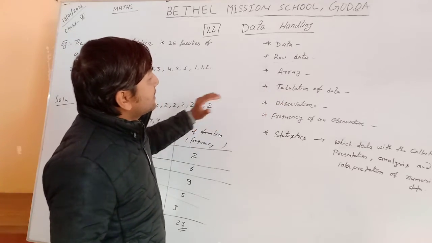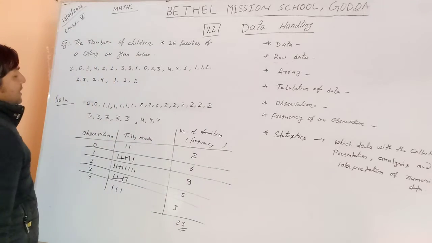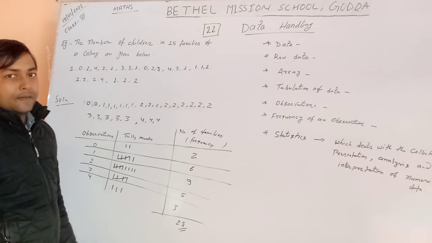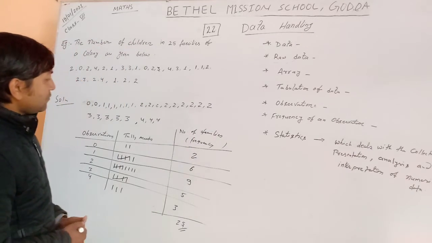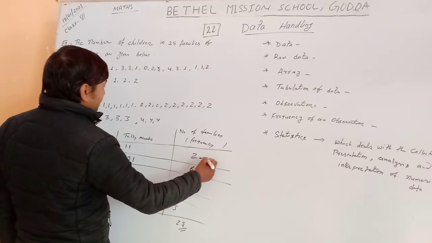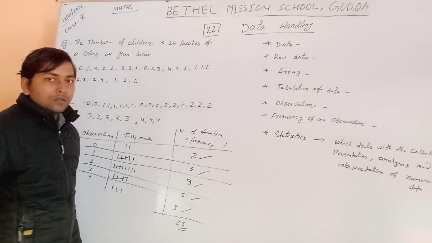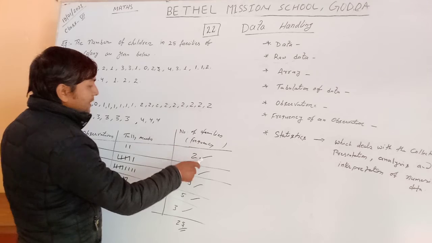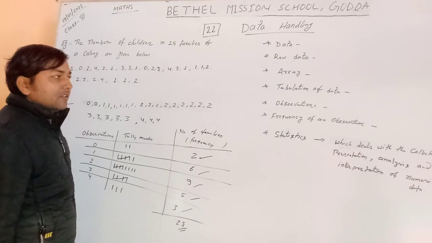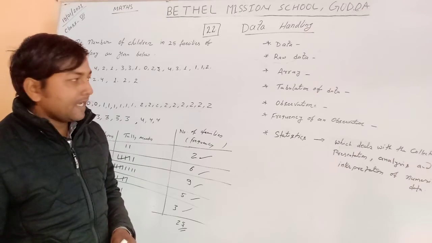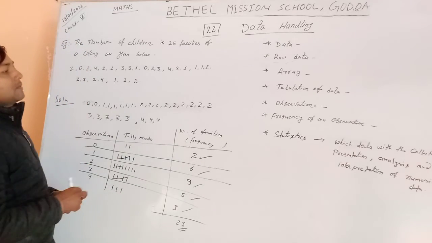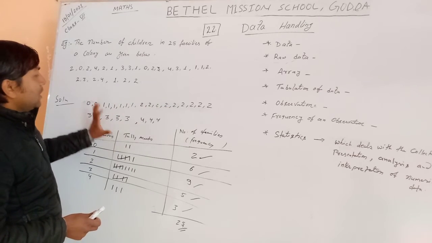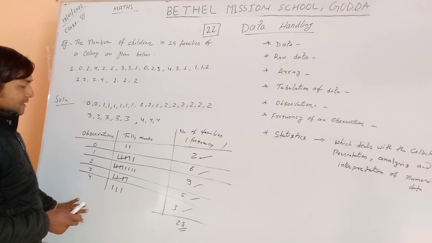Okay, and now we did the tabulation of the data. When data is represented in a table, that is known as the tabulation of the data. And what are the observations? These are the observations. Okay, and now the frequency of an observation: this is the frequency of the observation, 2, 6, 9, 5, 3, and the total is 25. Here also, observations, once again: 0, 1, 2, 3, 4. There are 5 types of observations given.